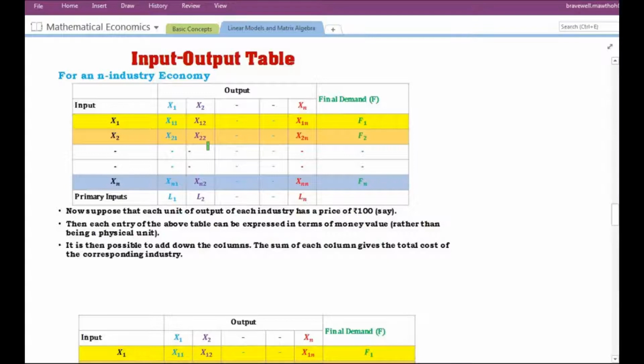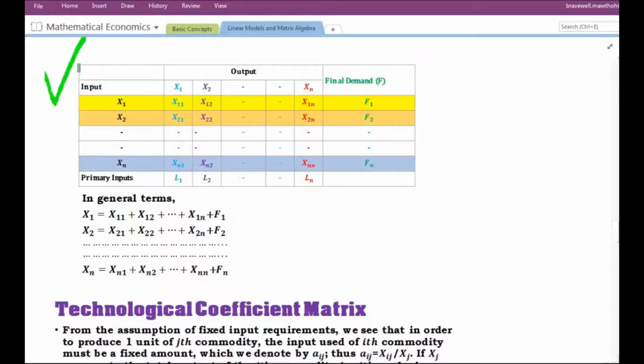By doing so, we will be able to compute the total cost of producing each unit of output of the different industries. By adding this column, we will be able to compute the total cost of producing each unit of output of the first industry. In the same manner, by adding this column, we will be able to compute the total cost of producing each unit of output of the second industry. Similarly, by adding this column, we will be able to compute the total cost of producing each unit of output of the nth industry. Let us look at the input-output table row-wise.